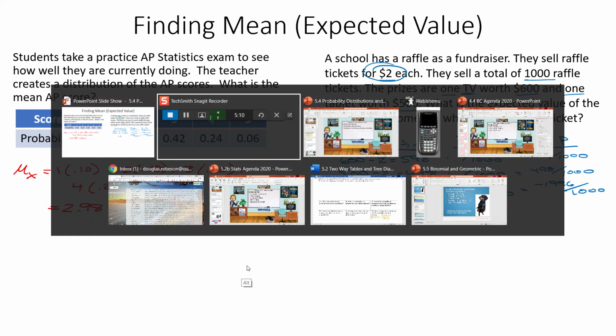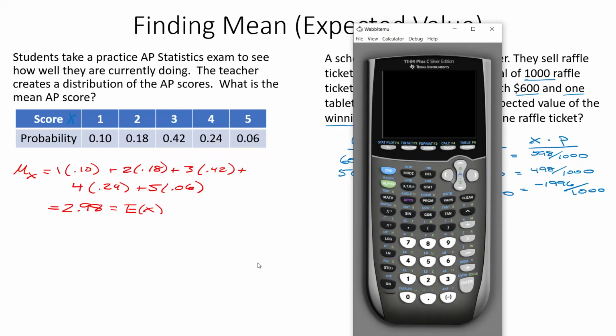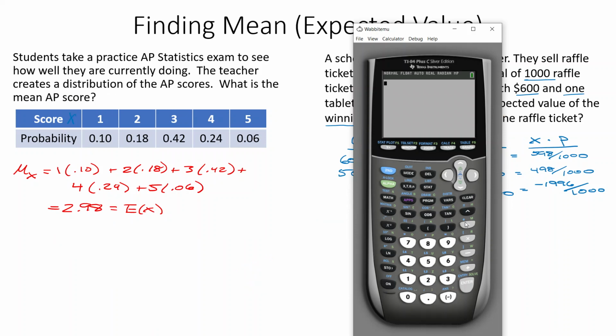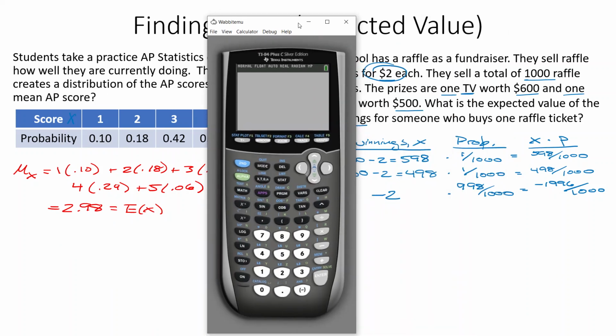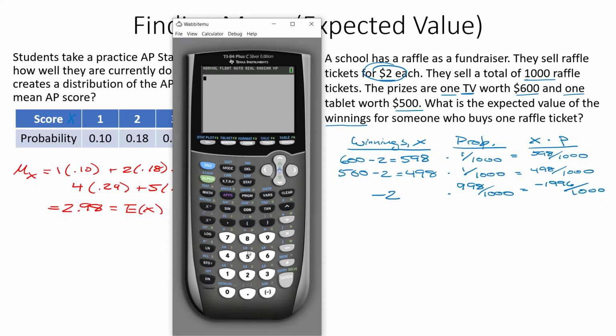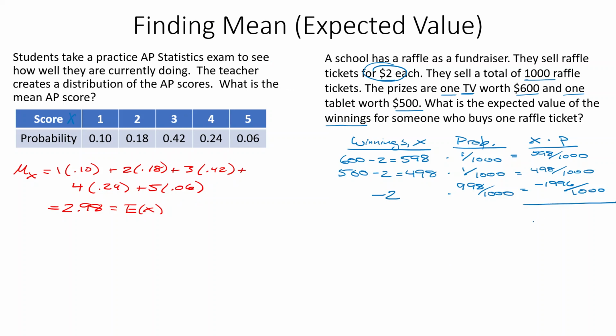Let's see if I can bring up my calculator. So let's see. We've got 598. We already have a common denominator, so we don't have to worry about that. Plus 498, and then minus 1996 gives us a total of negative 900 out of 1,000 is what we're going to get. So the total here is negative 900 out of 1,000.